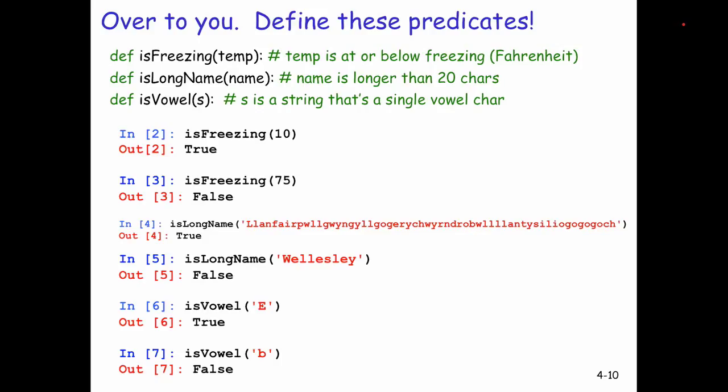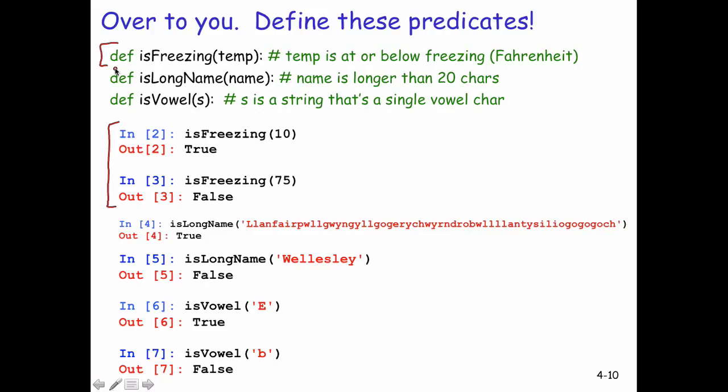Okay, now it's time for you to go and define some predicates on your own. We ask you to define 3 predicates, and there's skeletons for all of these predicates inside of lecture 5.py that you should flesh out. The first predicate we ask you to define is freezing, which takes a temperature in Fahrenheit, and asks you to determine whether that temperature is freezing, i.e. less than or equal to 32 degrees Fahrenheit.